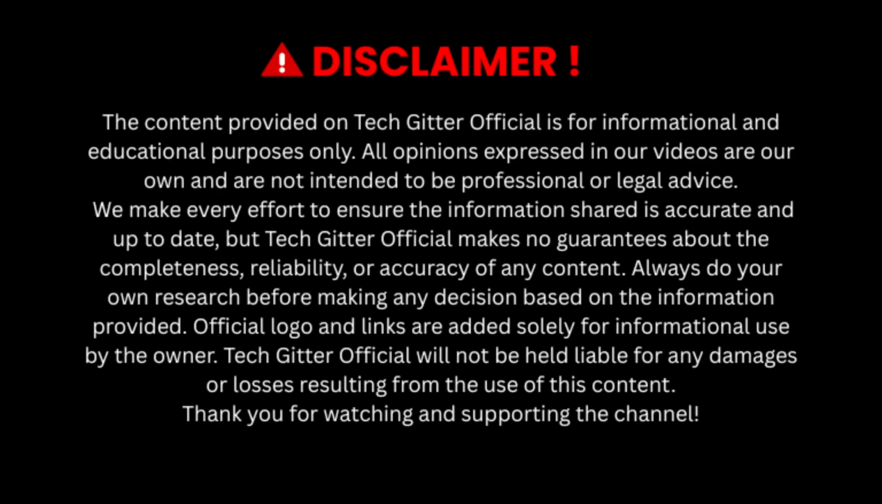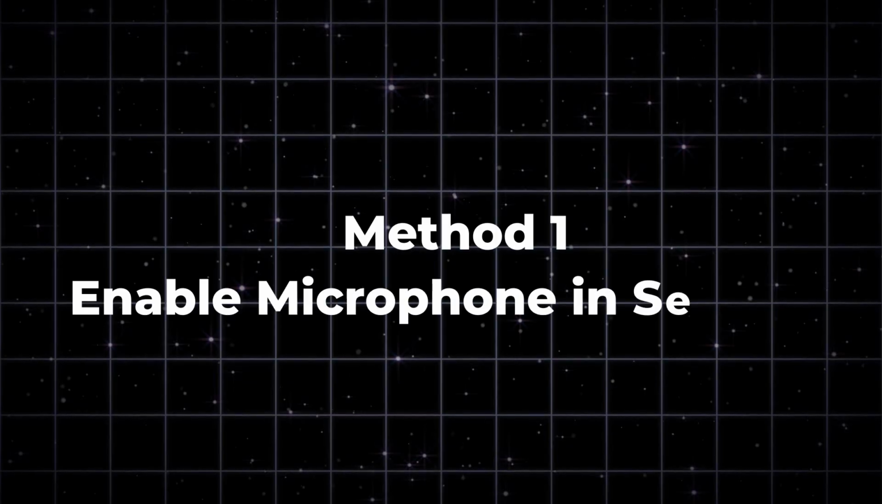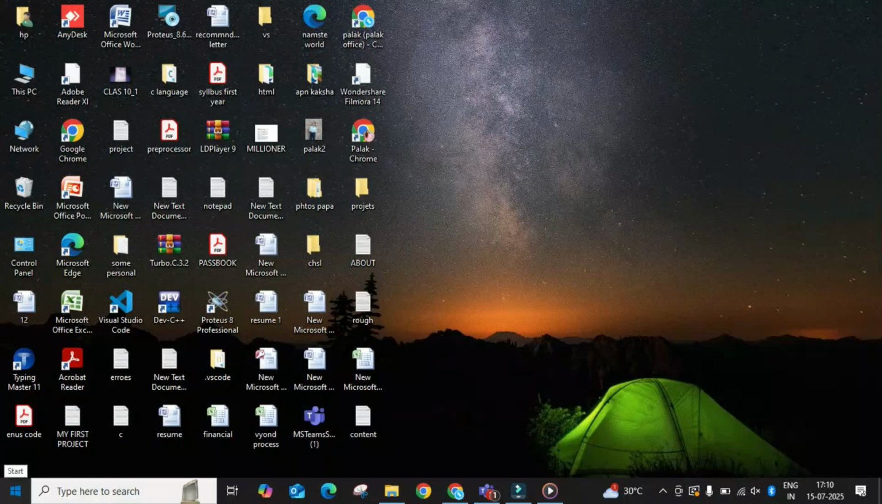In today's video, we will learn 3 quick and easy ways to fix your microphone if it's not working on Windows 10. Method 1. Enable microphone in settings. First, we need to make sure your microphone is enabled in Windows.